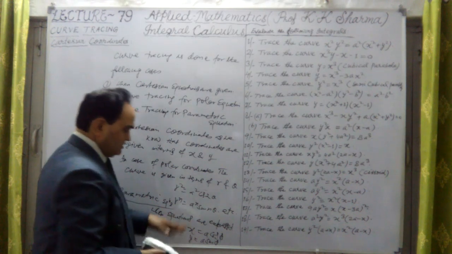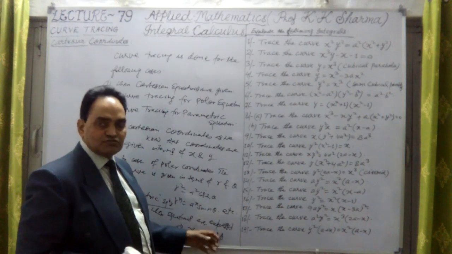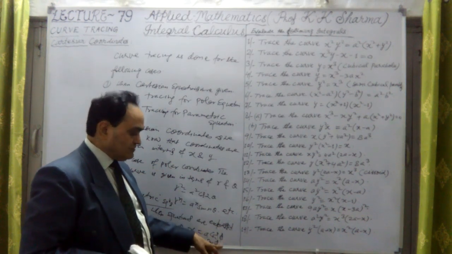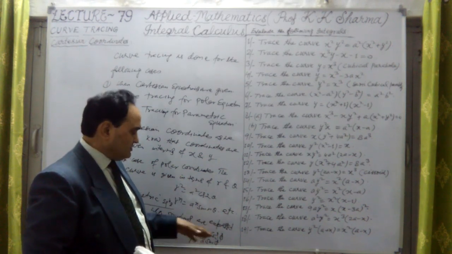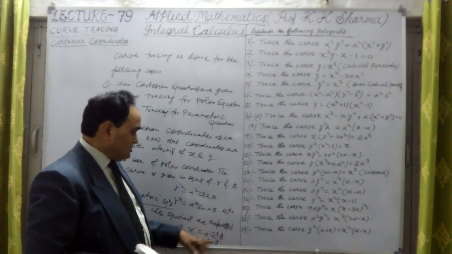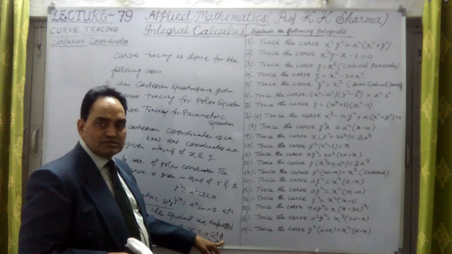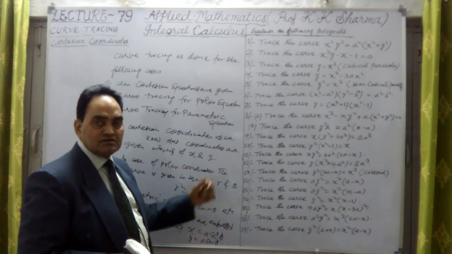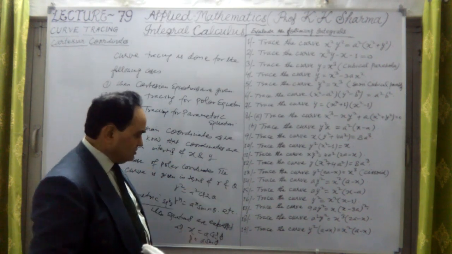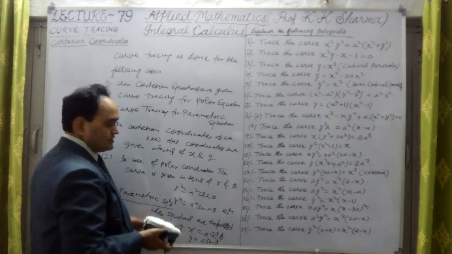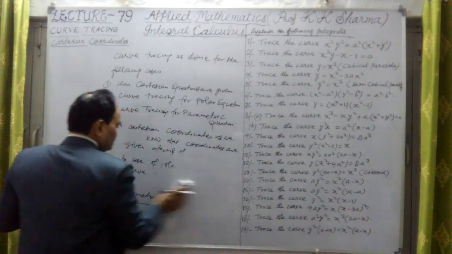So curve tracing in case of parametric equations is when the two variables x and y are expressed in terms of a third variable. In this case it is phi; it may be t, it may be theta, any other third variable, s or t or u or v, whatever. Only one third variable is used, and x and y are expressed in it. This is how parametric equations are. Different kinds of possibilities are there, so we will discuss them.